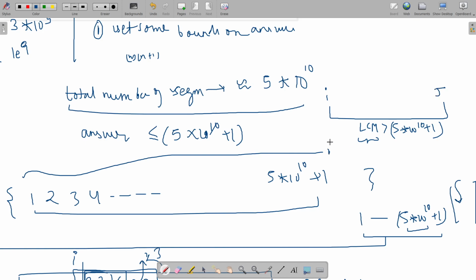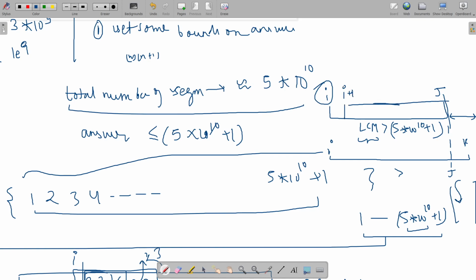Also, for any point ahead of j, like I to k, where here is j, since the LCM either increases or remains the same, this segment's LCM will also be greater than 5 into 10 to the power 10 plus 1. So we can basically stop searching ahead of this for this particular I. Then we will move to the next I plus 1, and search ahead for it again. But for this particular I, we will just search until the LCM reaches this point. Once the LCM of the segment is greater than this value, you can stop.